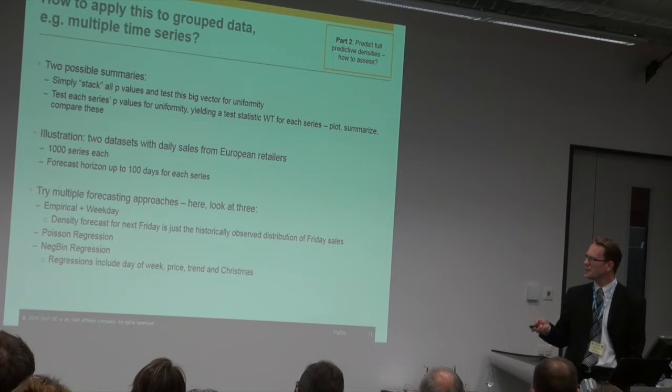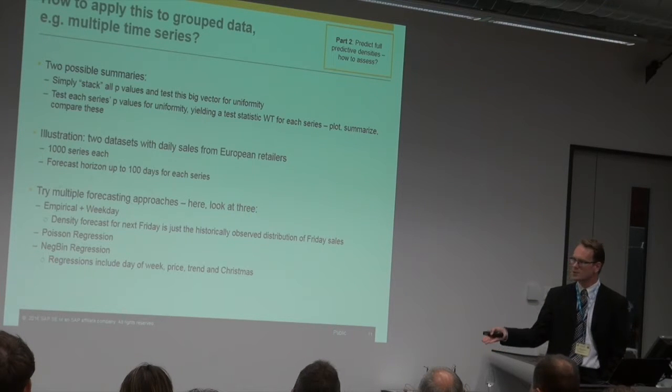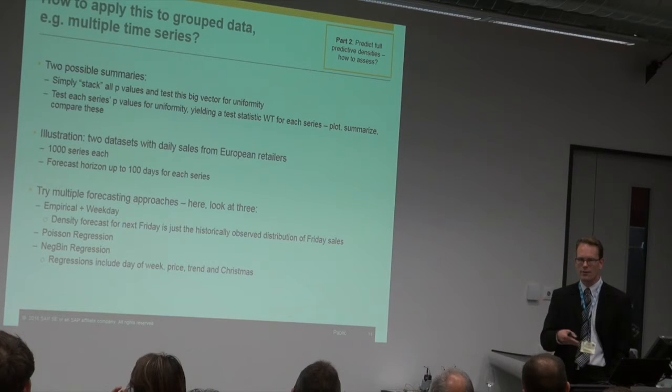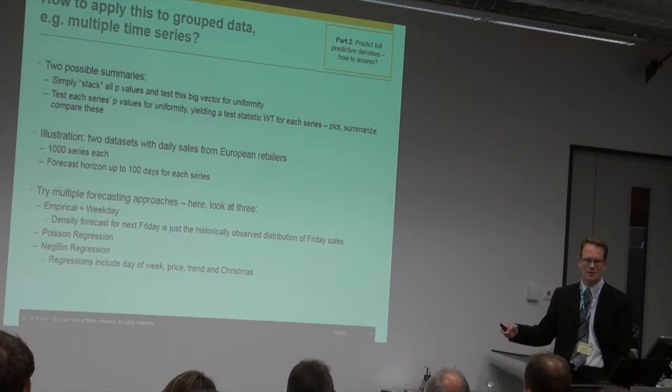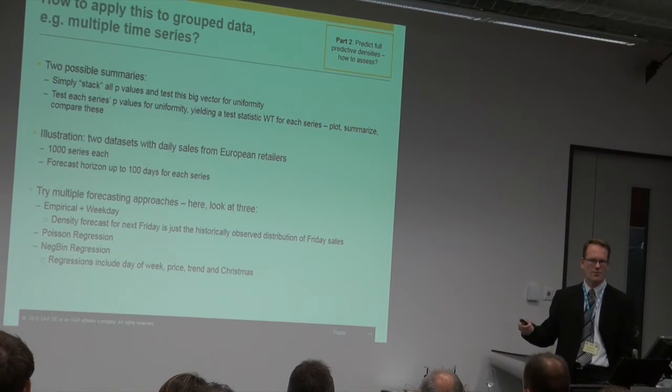There's what I call empirical plus weekday. It's just, we want a density forecast for next Friday's sales. Well, just take all historical Fridays and look at their sales, and look at their distribution, and that's the density, that's a probability mass function for the next Friday. Same for next Saturday, same for next Monday. Empirical in terms of it's completely non-model based. It just takes the corresponding weekday and looks at what we've observed empirically.